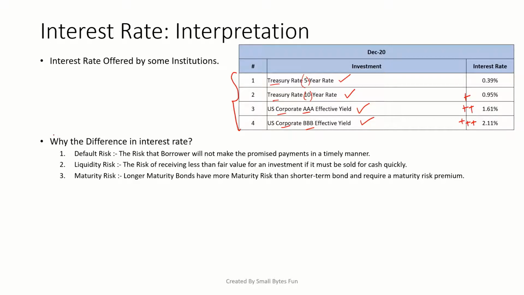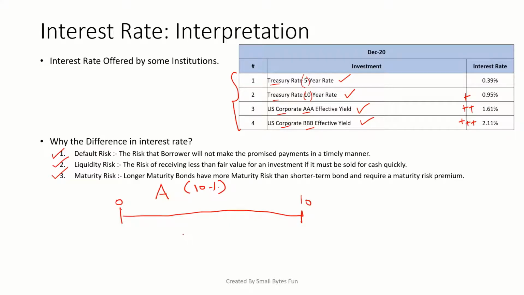This difference in interest rate is primarily defined by three major factors. First is the default risk, then liquidity risk and maturity risk. Let's take one example and understand these three risks. Let us consider person A. This person has kept a fixed deposit for, let's assume, 10 years, at a 10% interest.